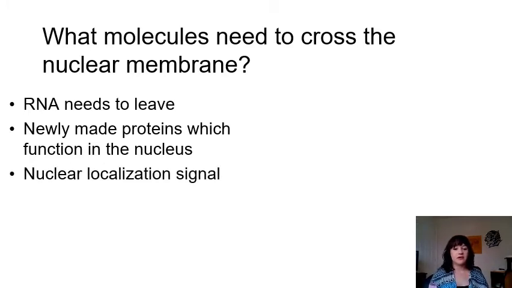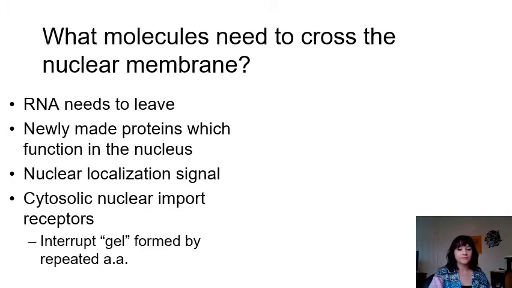And so proteins that are going to be targeted to enter the nucleus have a nuclear localization signal. So a certain signal, a sequence of amino acids on that protein, that when that protein reaches the nuclear pore sees that sequence and says, okay, you're allowed in. We also have cytosolic nuclear import receptors. So these are going to aid with the transport of this protein across the nuclear pore.